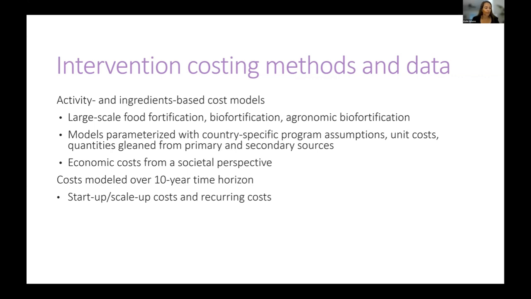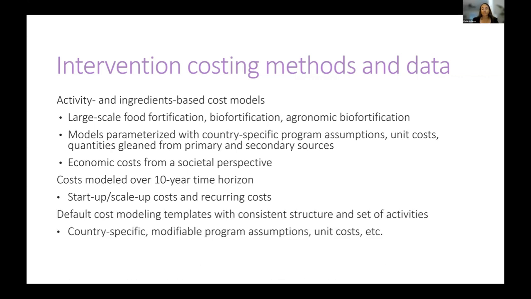But then once they're up to scale, they can be compared to interventions that are already in place that are operating at scale. And then finally, we have very intentionally developed a core set of default cost model templates that have a consistent structure and set of activities. And then the idea is to make them country specific by modifying program assumptions, unit costs, and things like that without having to start from scratch and build a new cost model each time you want to, say, add a new intervention, add a new food vehicle, add a new crop, add a new country, etc.